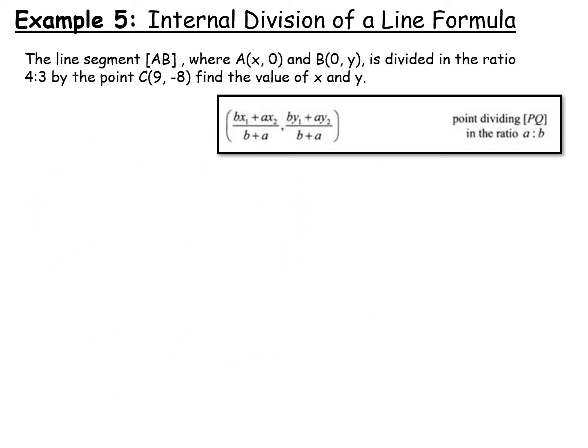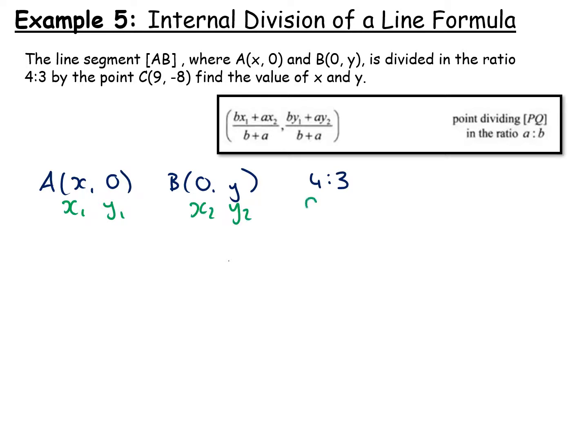So we're going to use this formula again, and this time what they've done is they've given us our ratio, they've given us our 2 points, but we're missing our X coordinate of the first point and our Y coordinate of the second point. So let's set this up as we have before. So we have X, 0, and 0, Y, and our ratio is 4 is to 3. So we have X1, Y1, X2, Y2. We have some zeros, which is lovely because that will make our lives a little bit easier.